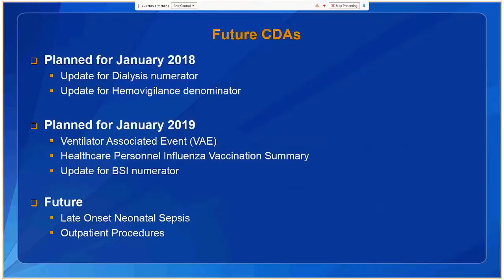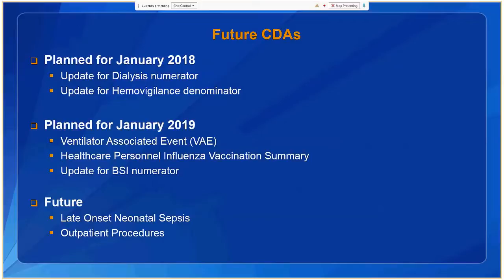Future CDAs. So for the next year, January 2018, there'll be an update to the dialysis numerator. So that'll have to be moved to a new IG. And then there'll also be an update for the hemovigilance denominator. I believe that IG is going through HL7 publishing now, and it is called R3D1.1. That's what we'll be using.